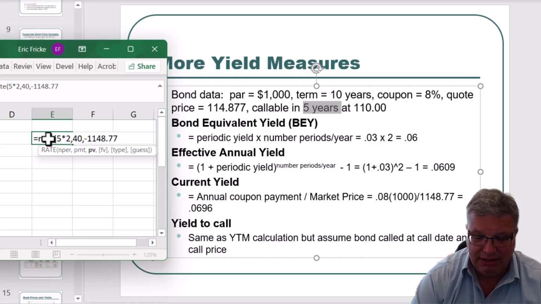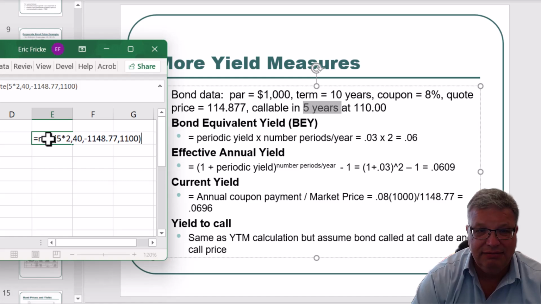Okay, so that's the present value. And now we put in the future value, and this is where it's 110% of par value, or 1,100. And so that should give us the yield every 6 months, right? Did I miss anything? I think that's good.